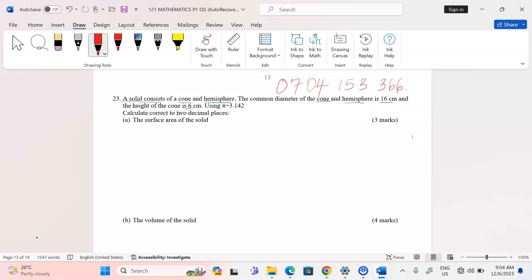This is a very crucial instruction: correct to 2 decimal places. Part A, the surface area of the solid. Let me just sketch the solid. We are having a cone. A cone is usually like this. It's just a pyramid with a circular base.